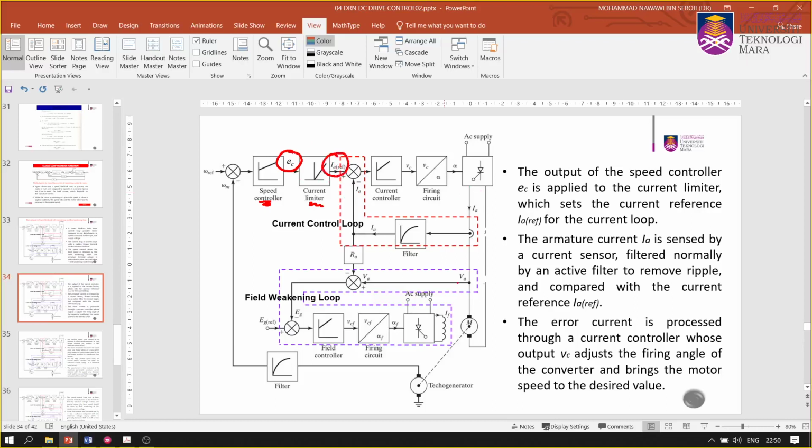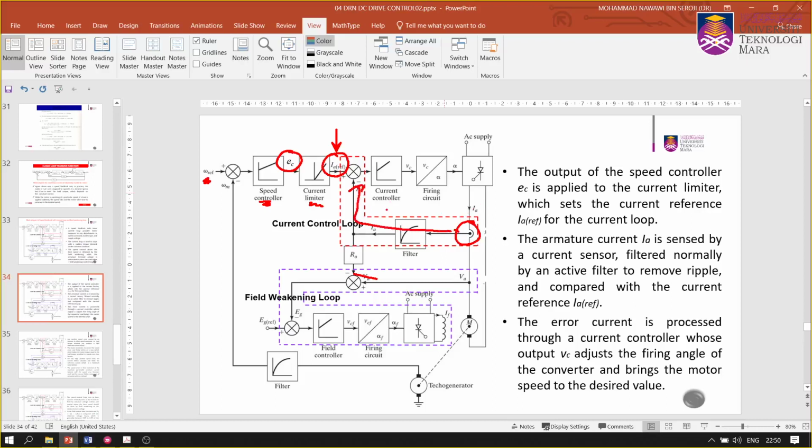So we have the speed as well as the required reference speed. By having that information, the speed controller as well as the current limiter can create another reference current for the current control loop here. The armature current IA is sensed by a current sensor, filtered normally by an active filter to remove ripple, and compared with the current reference IA ref in that particular loop.